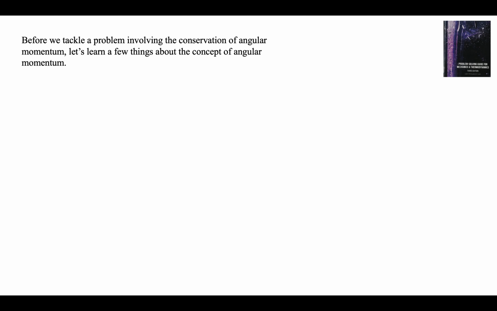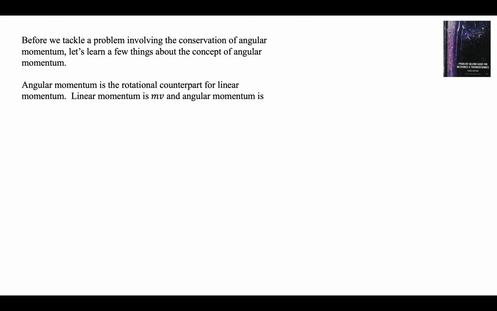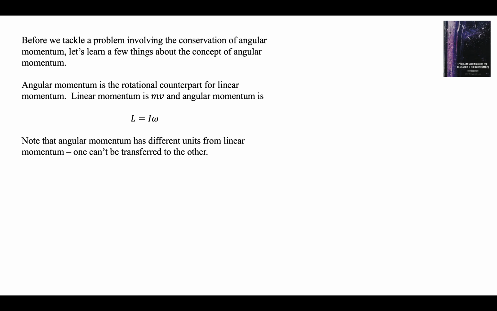Before we tackle one conserving angular momentum, let's go over a few concepts of angular momentum. It's a rotational counterpart for linear momentum. Linear momentum is mv. So the angular momentum is I for the mass and omega for the speed. And we use L for that.